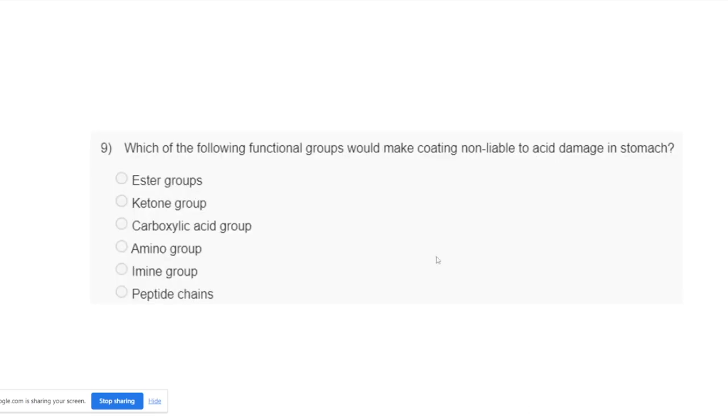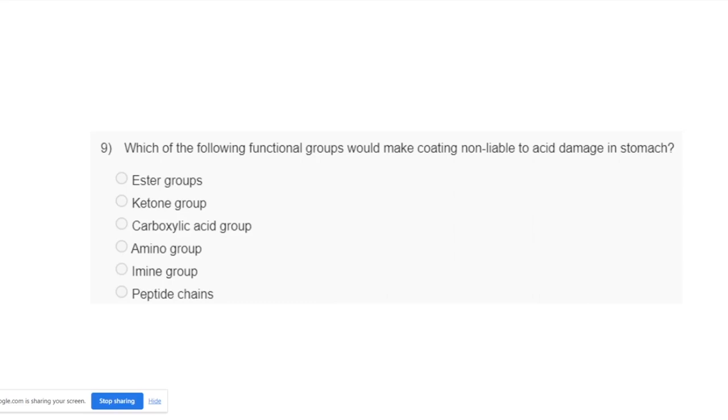Okay, here is the next question. Which of the following functional groups would make the coating non-labile to acid damage in the stomach? We just discussed this, the enteric coating. Can you tell me what is the answer?